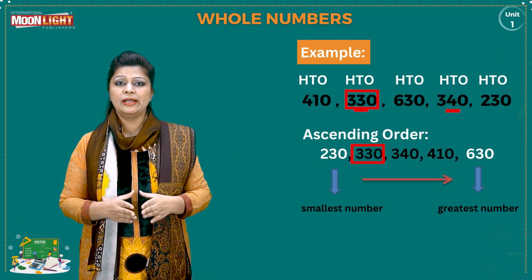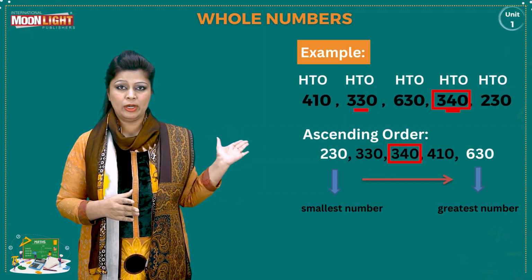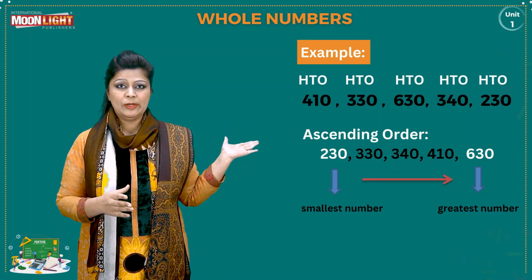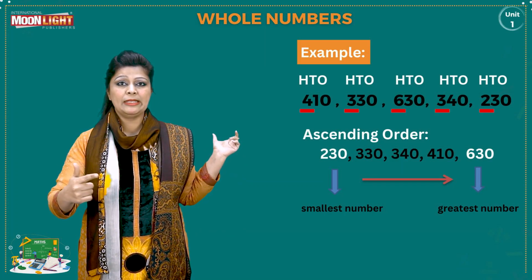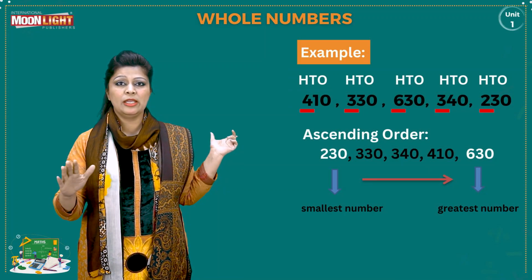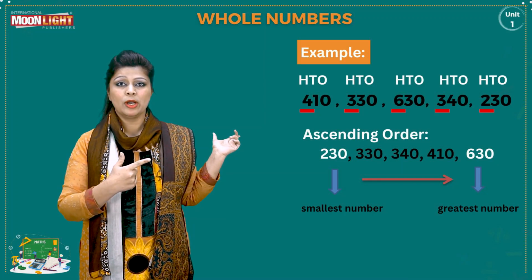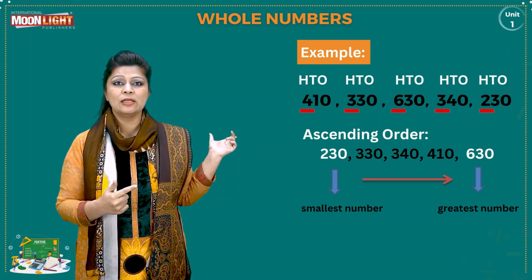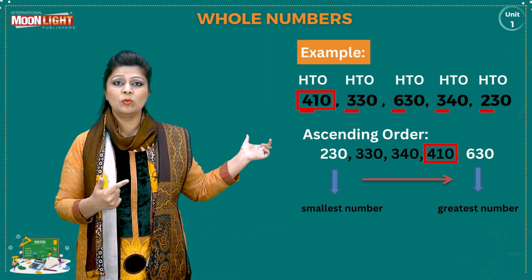So after 330, you already know that the next number is 340. After 340, we need to decide which number will come. We are going to underline the 100s digit and check the remaining numbers. The remaining numbers are 410 and 630 and nothing else. The next number at the 100s place is 4, so we take the whole number, 410, and it will come after 340.